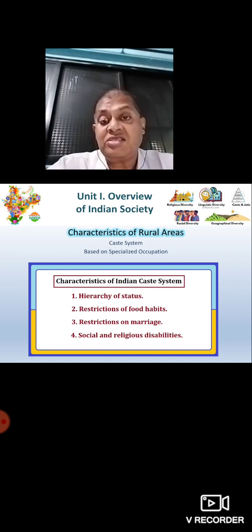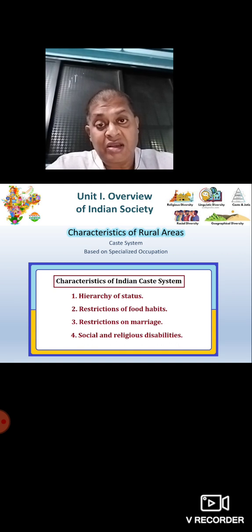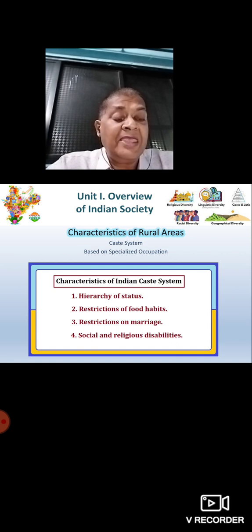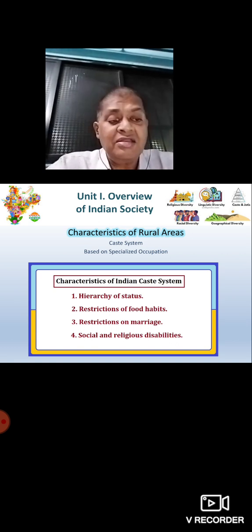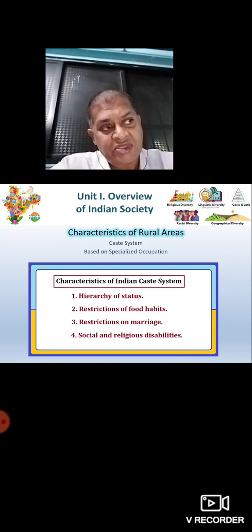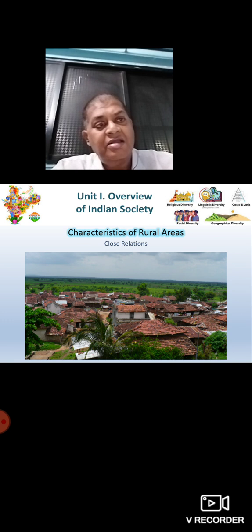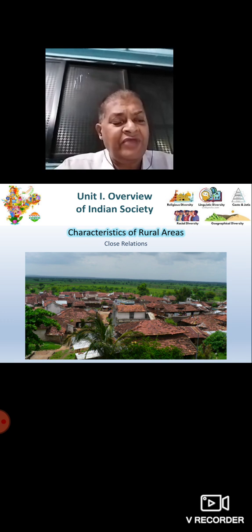Then there are restrictions on food habits. Good food can be had only by those very few rich and who are at a higher post in the hierarchical status. Then there are restrictions on marriage. One cannot marry beyond the community. And then social and religious disabilities. Of course, the Indian Constitution has done away with untouchability, but to what extent this has really happened, that is a different matter altogether.